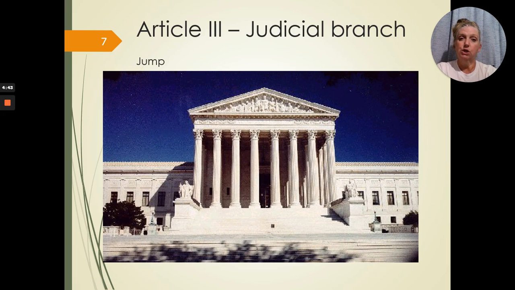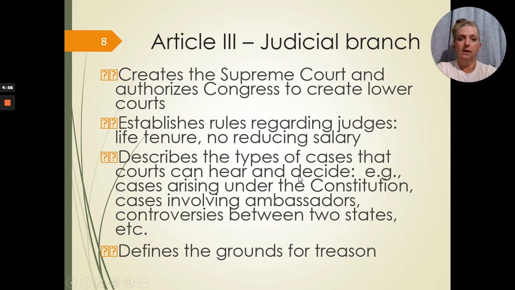Article 3 is your judicial branch, so make sure you label that. In our mnemonic sentence, it's jump. So judicial branch, J for jump. This is the Supreme Court building in that picture right there. Article 3 creates the Supreme Court and authorizes Congress to create lower courts.